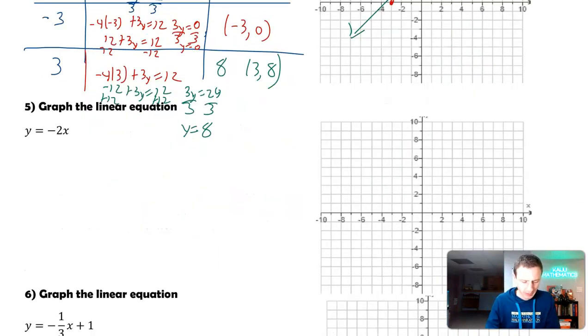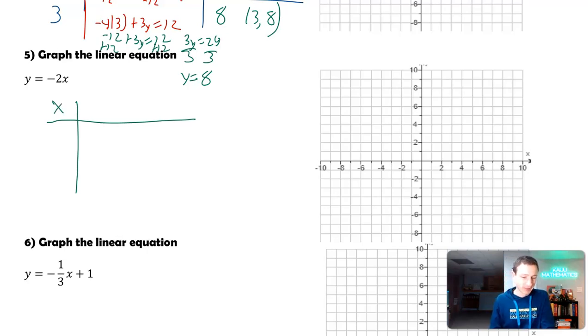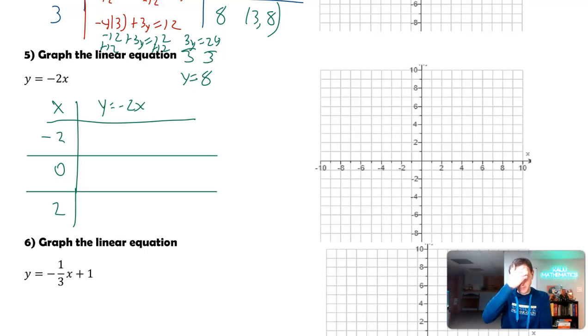So moving on. This one, a little bit easier because we already have the equation saying y is equal to negative 2x. So if we take some x values, we really don't even have to think too much because it's just y is equal to negative 2x. So whatever x values I choose, I'll be okay. So I like to do negative 2, 0, and 2. And I'm just plugging this into y equals negative 2x.